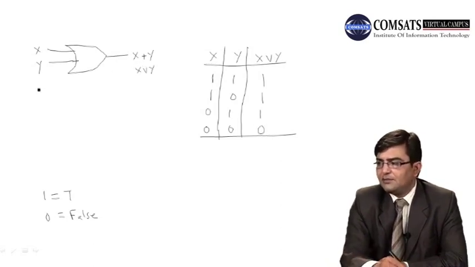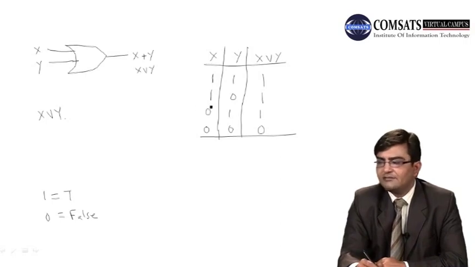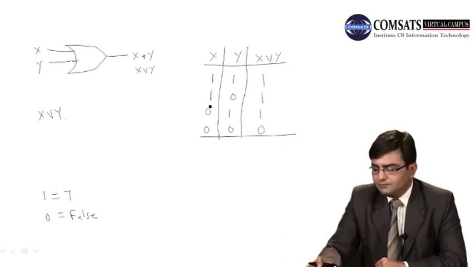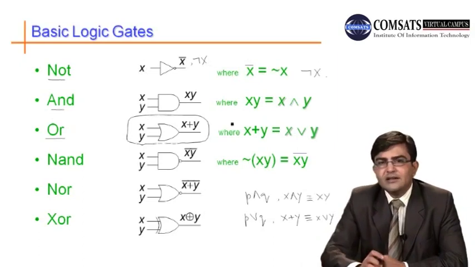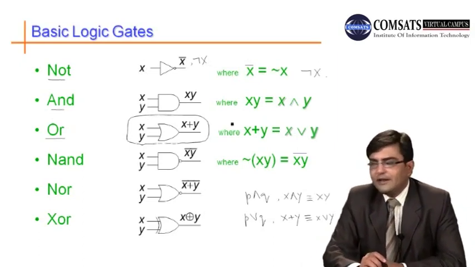So this logic gate basically behaves the same as the disjunction operator X or Y. It is false when both X and Y are false, otherwise it is true. Similarly, we can construct truth tables for all possible values of these logic gates in the same way. There are other basic logic gates.